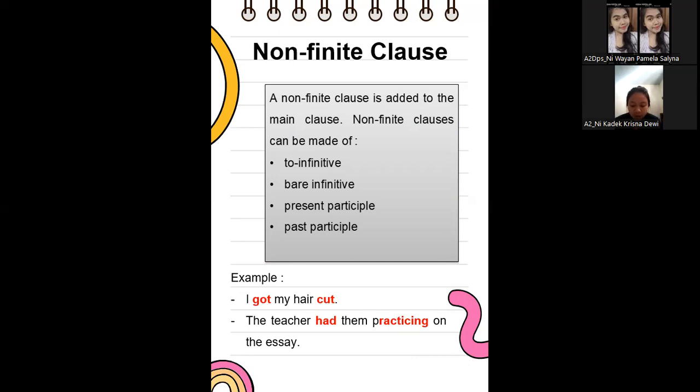Only a few causative verbs like get, have, keep are followed by participle non-finite clauses. For example, number one is I got my hair cut. Number two is the teacher had them practicing on the essay.